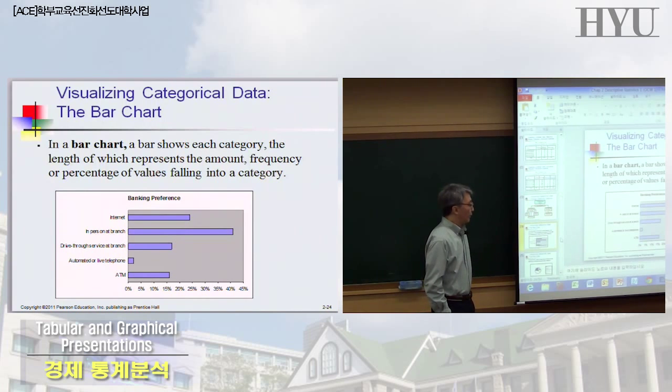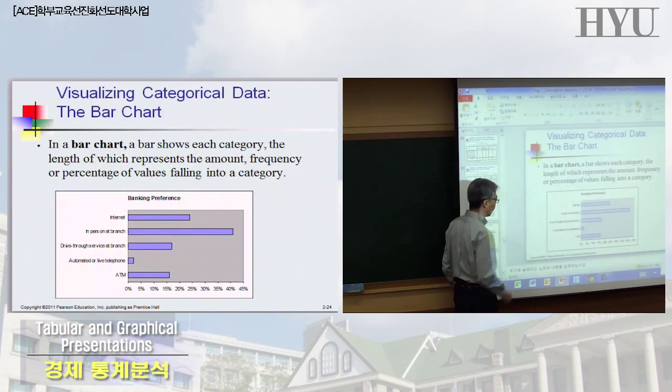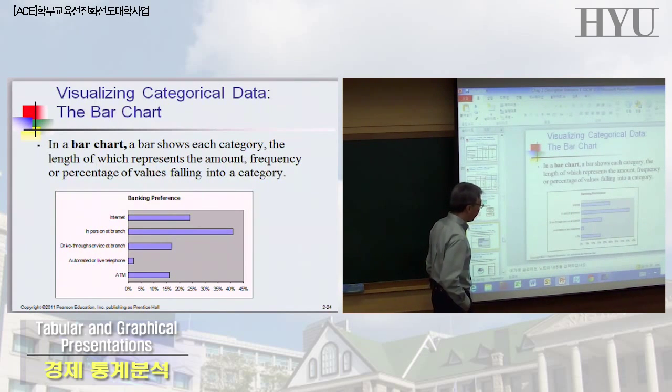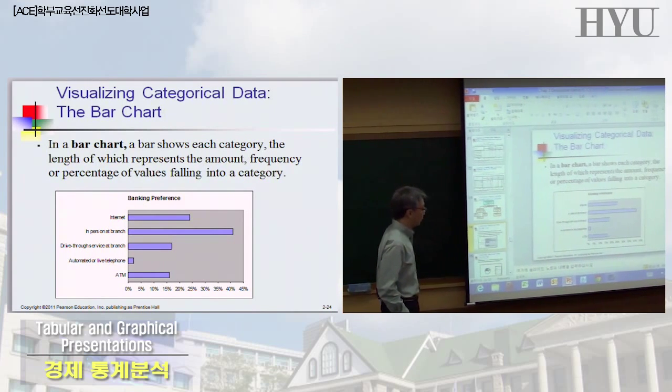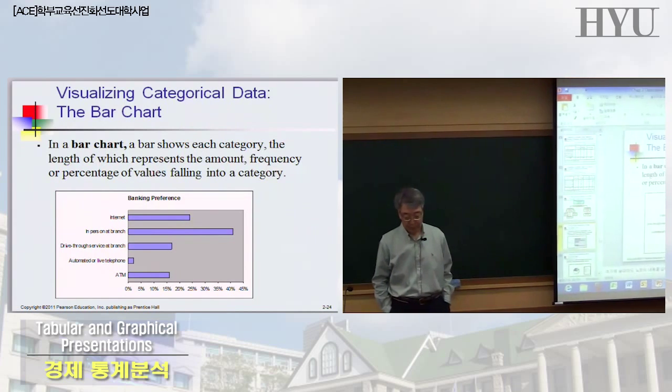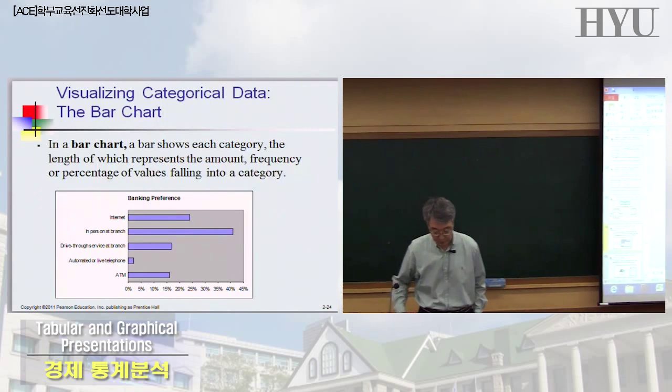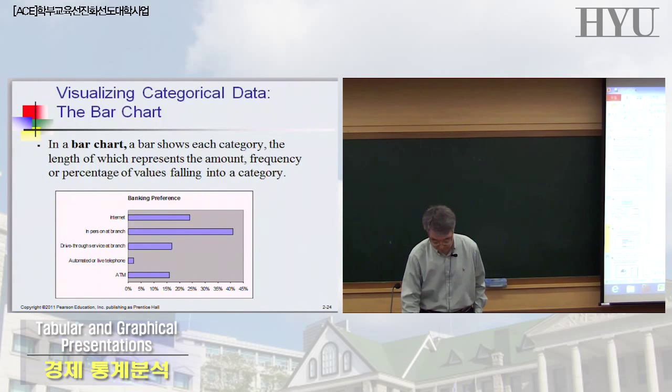But if you look at the length of the bar, then you can say that is very significant. It's almost twice as long as the other preferences. And very few people want to do banking business on the phone. So bar charts are nice in showing the information contained in the data pretty quickly and clearly.